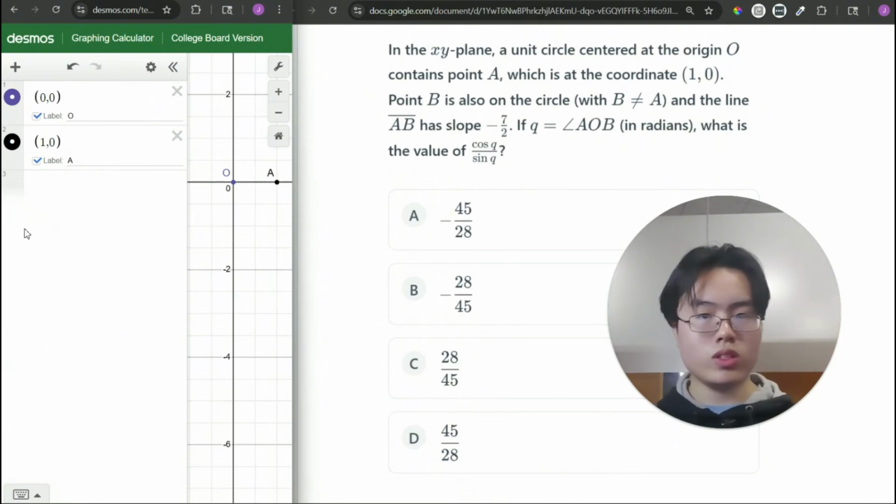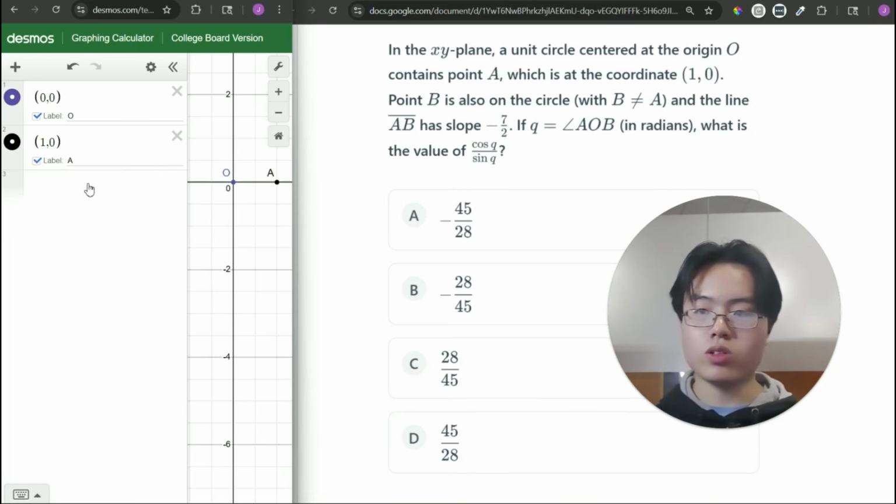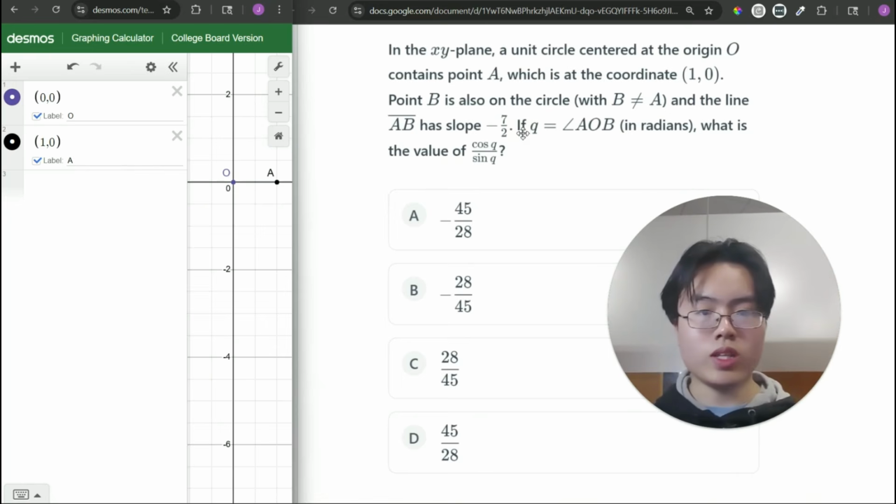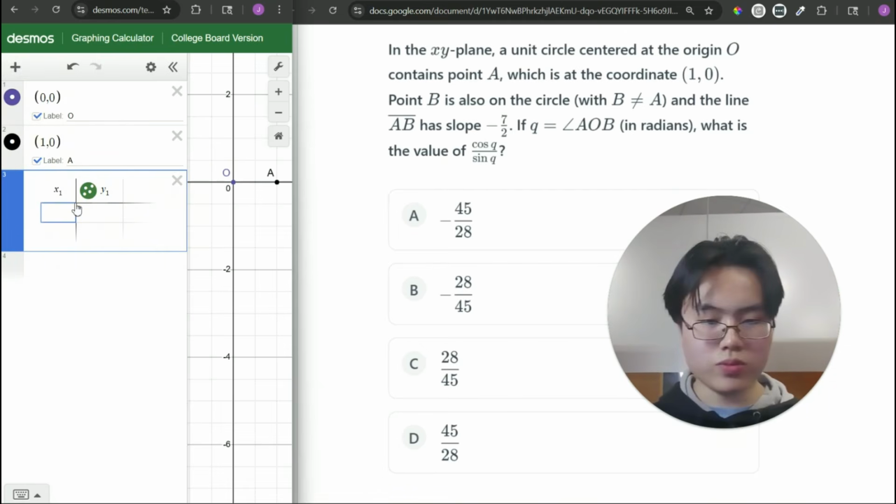We can just do cosine of the angle, sine of that angle for the x and y value, and then just see which value of an angle makes it on that line. If that doesn't make sense to you, let's just walk through it, okay?